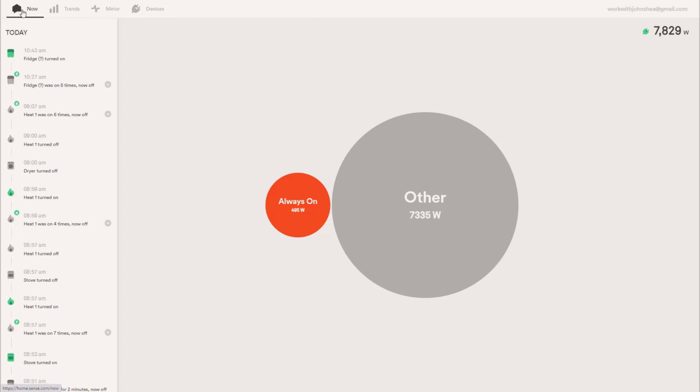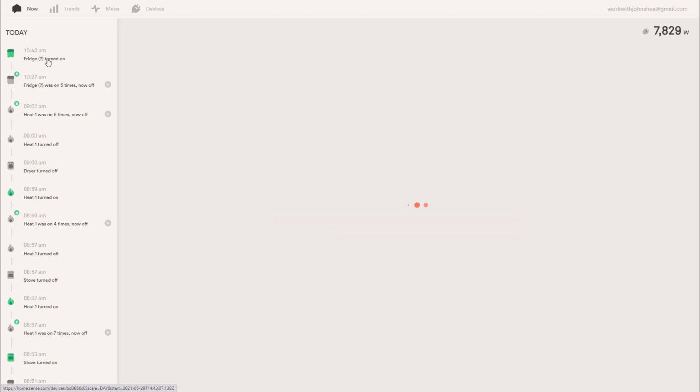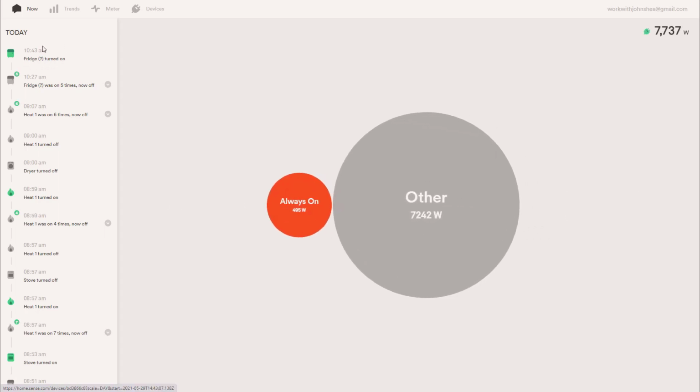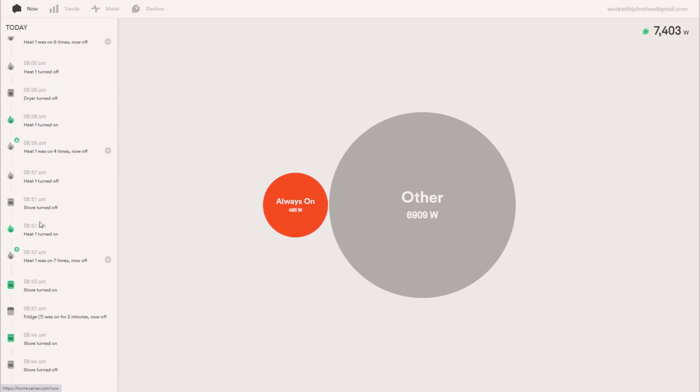I'm going to go through all the different pieces of this. Right now, I'm on the Now tab. On the left-hand side, I can see any of the activity of anything that's happening. Again, some of these are probably not fully accurate. When Sense detects a device, it makes a best guess as to what that particular unit is. You can see here, it just said that the refrigerator turned on, but the refrigerator is on all the time. So it made a guess, and you can see there's a question mark behind that. It found a unit called Heat 1, dryer, stove.